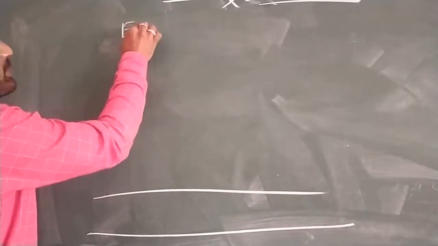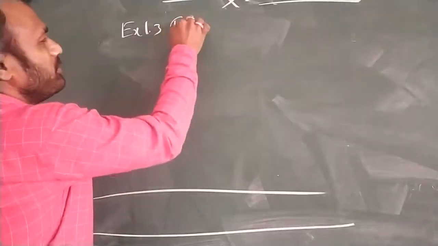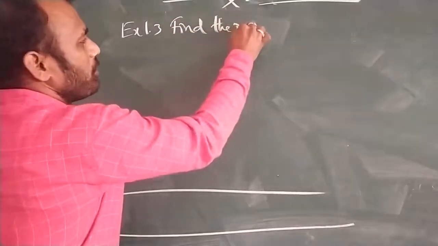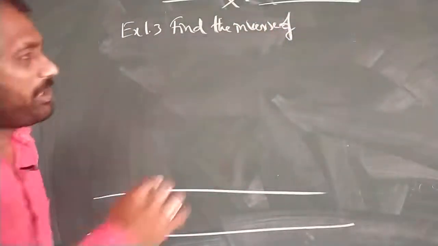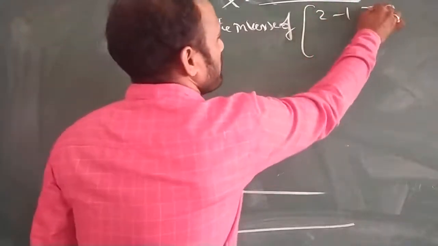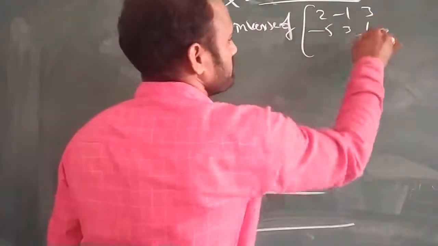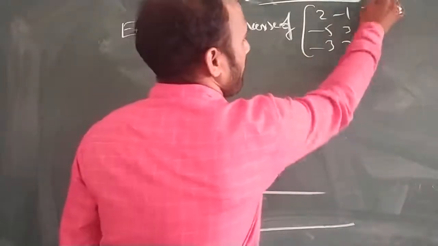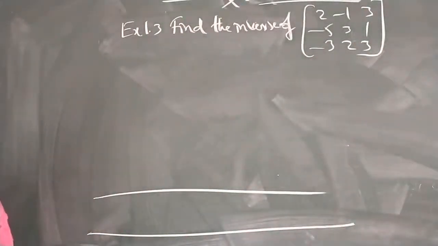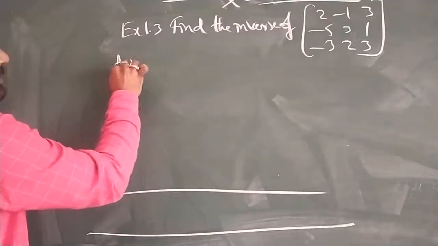So let me take a question. Example 1.3. Find the inverse of the matrix [2, -1, 3; -5, 3, 1; -3, 2, 3]. So it is a 3 by 3 matrix. In order to get the inverse of this matrix, I need to get the determinant first.